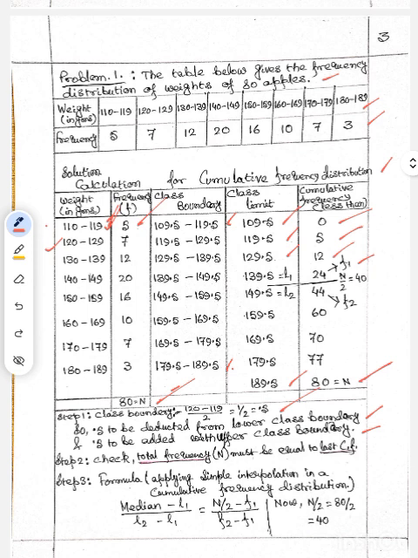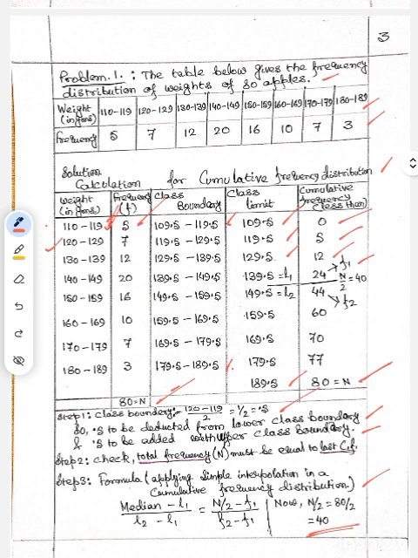Okay, next we put down the formula. That method is called simple interpolation in a cumulative frequency distribution. So what is that? Median minus L1 divided by L2 minus L1 equals n by 2 minus f1 divided by f2 minus f1. Now, what is n by 2? The n by 2 is the main indicator for calculating the median. Here n is our total frequency, 80, and 80 by 2 is 40. So here n by 2 is 40. On that basis we do our calculation.